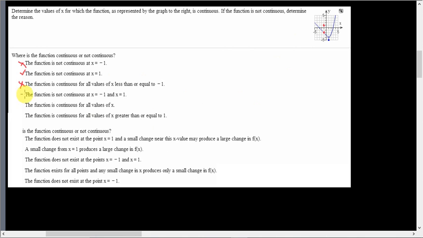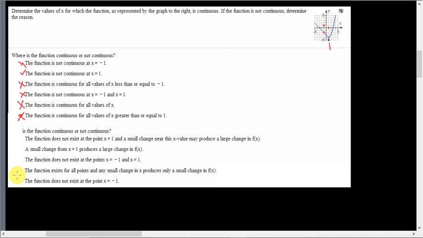See, that's wrong. That function is not continuous at -1 and 1. Well, we know it's continuous at -1. So that's not right. The function is continuous for all values of x. Well, no, it's not continuous for 1. So let's take that. The function is continuous for all values of x greater than or equal to 1. Well, it's not equal to 1 because 1 is here. I don't want to mess that hole up, but 1's there. So that's not right. And plus it doesn't include where it is continuous other than 1 on the lesser than side.